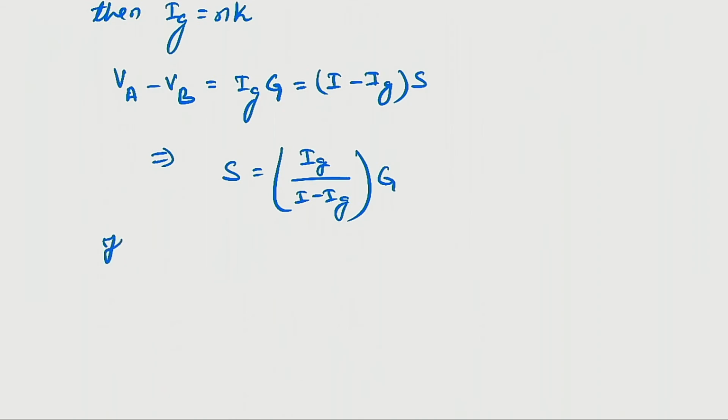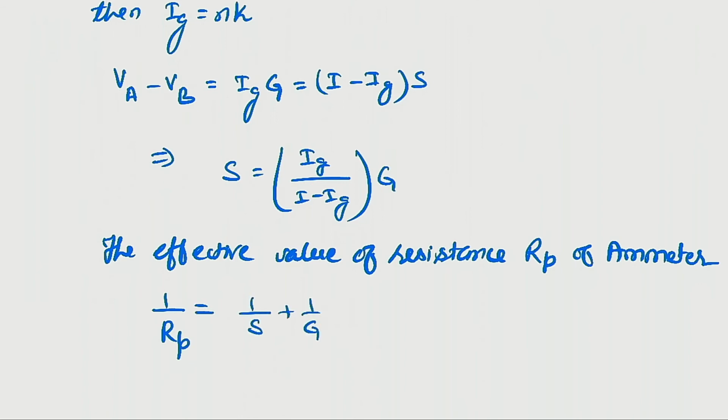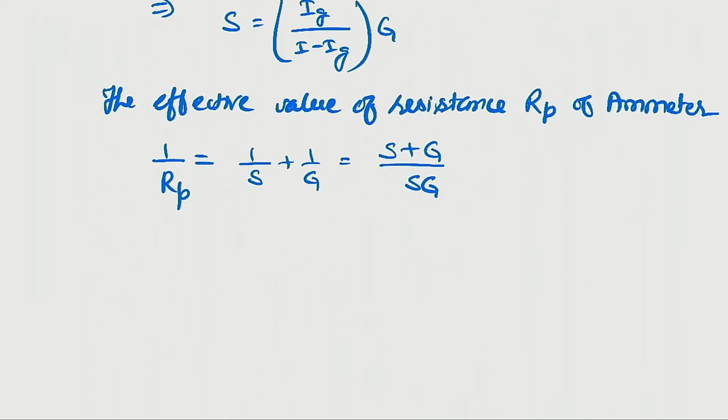Now, the effective value of resistance. What is the effective resistance here? If it is represented by Rp, the resistance of this ammeter, then 1 by Rp, since these are connected in parallel, is 1 by S plus 1 by G, and in this way we find S plus G divided by SG. This is the simple formula for parallel resistances, and Rp, the resistance of this combination, is GS divided by G plus S.